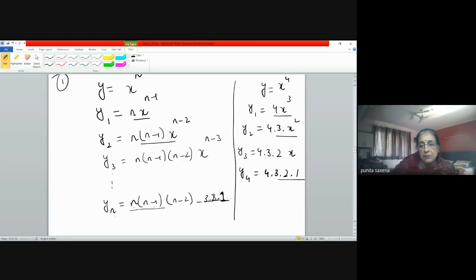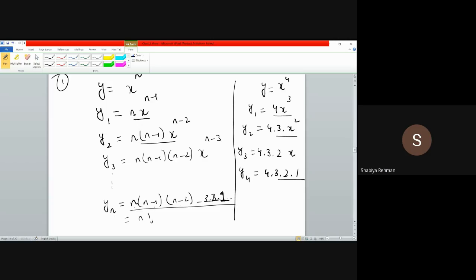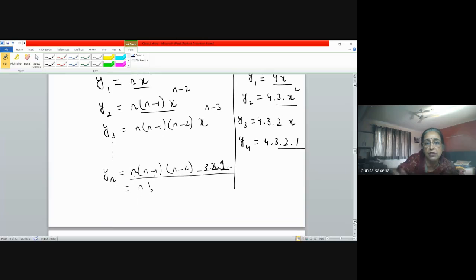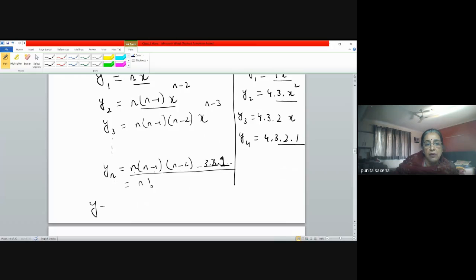And what is this term? n factorial. So if your function is x to the power n, the nth derivative is n factorial. Accordingly we can use it. How to use it further? I'll do more problems based on that.